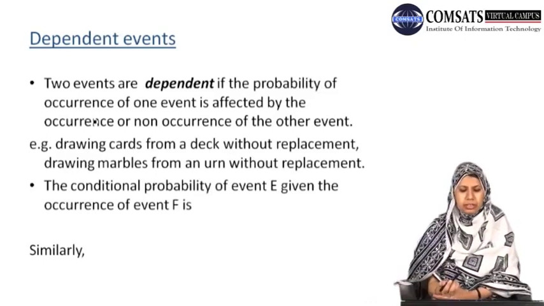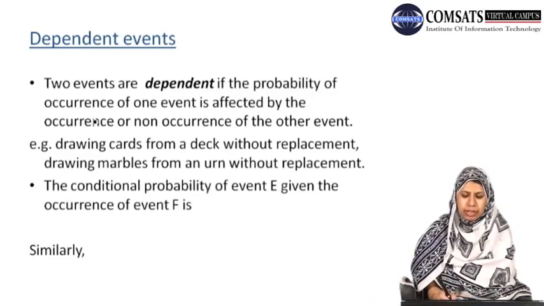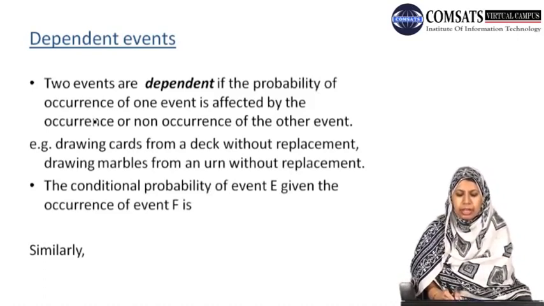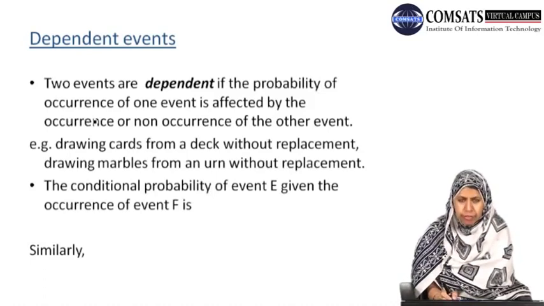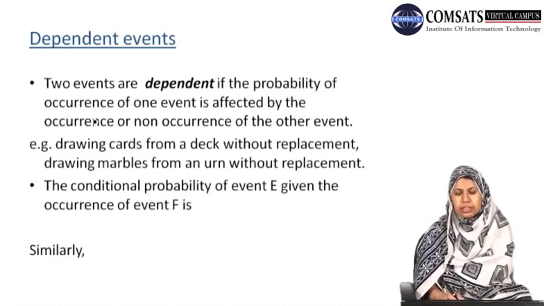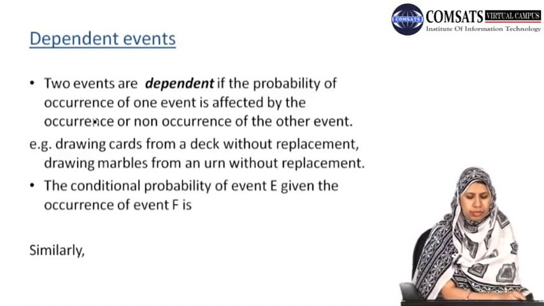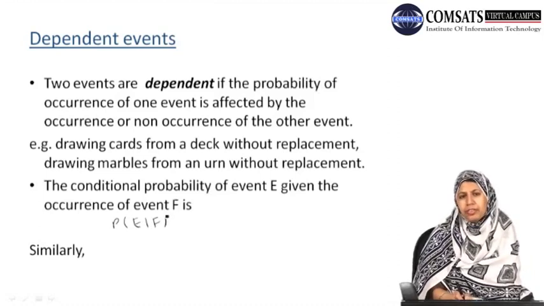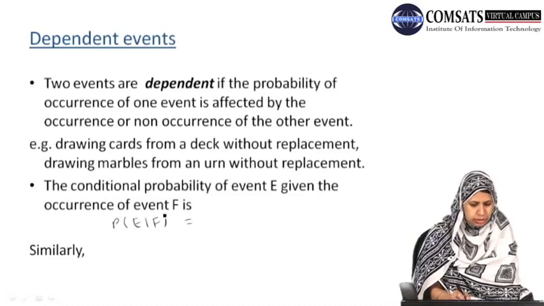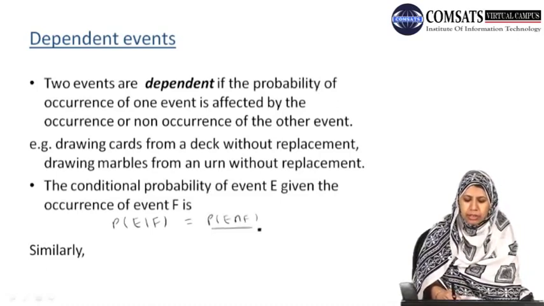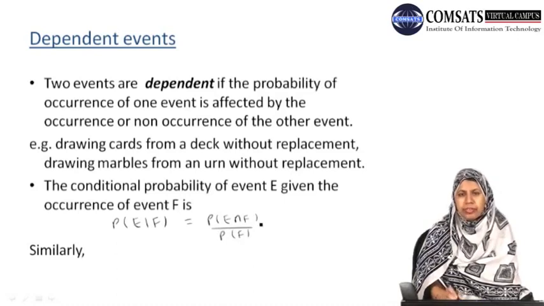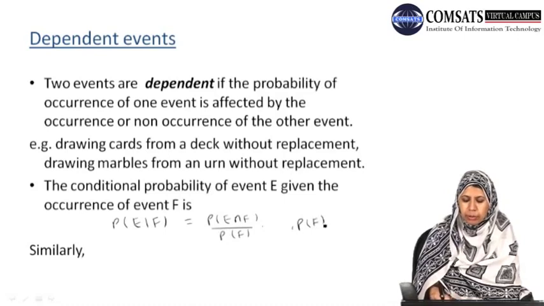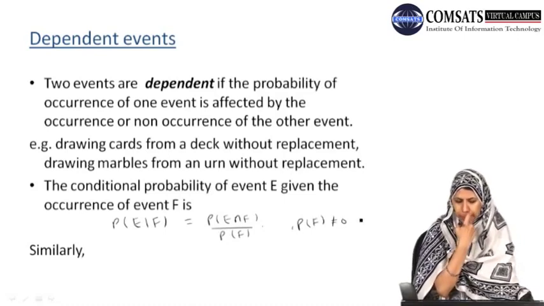And the conditional probability of these dependent events, given that we have two events E and F, and we are provided that the occurrence of the event F has affected the occurrence of the event E, then the conditional probability of event E given the occurrence of the event F is the probability of event E such that the event F has already occurred, and this is equal to the probability that both the events occur divided by the probability that the event F has already occurred, provided the probability of the event F is different from 0.